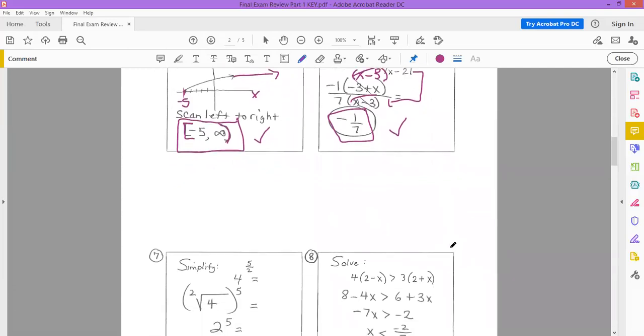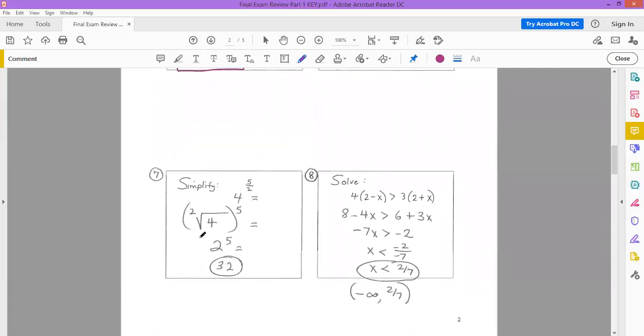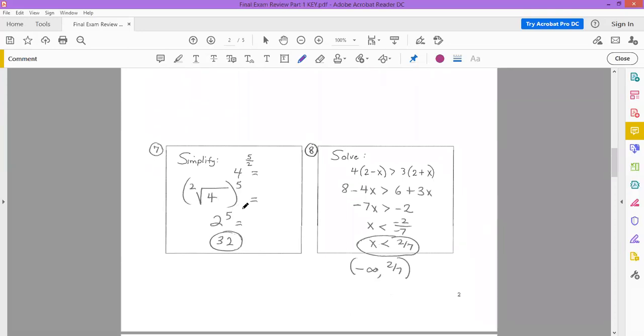All right, let's look at number 7. So we're asked to simplify. Here we see the square root of 4 raised to the 5th power. First of all, the square root of 4, that's 2. Just plug that into your calculator. Now 2 to the 5th power, that's 2 times 2 times 2, 2 times itself 5 times, gives us 32. This is our answer.